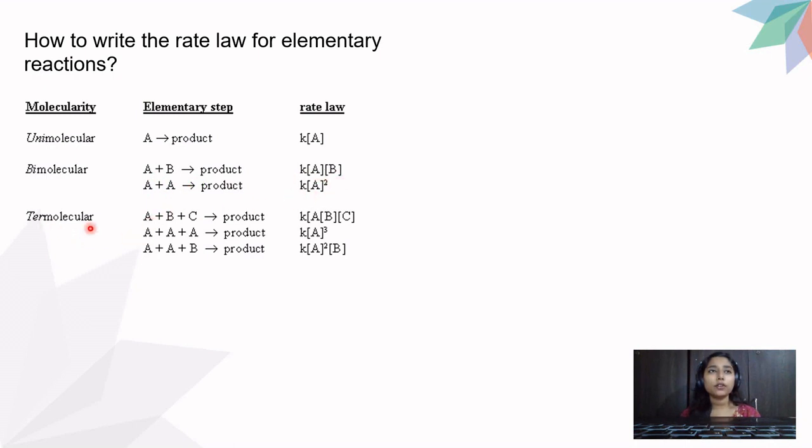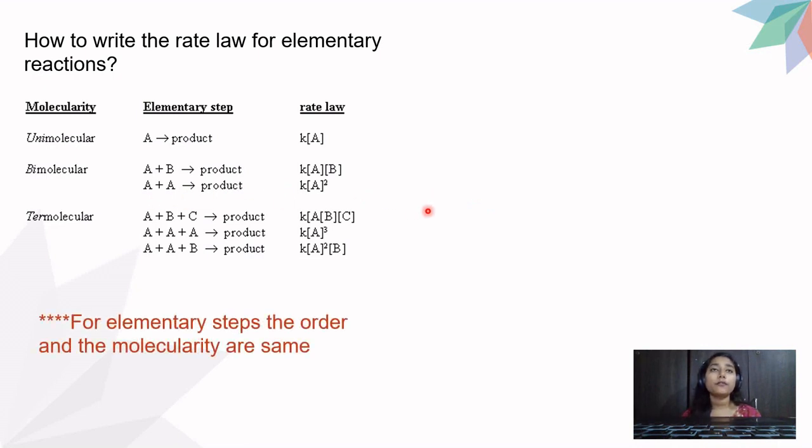Similarly for trimolecular, tri or ter, both are the same. There are 3 molecules, so the possibilities are of 3 types. The 3 molecules can be totally different from each other, 3 of them can be the same, or 2 of them are the same and 1 is different. So you write the rate law accordingly. Now you must have observed that the order is written everywhere, and the order is the same as your molecularity. So yes, for the elementary steps the order and the molecularity are the same.